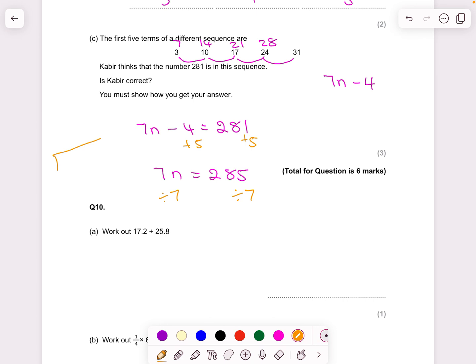When we go to do the bus stop method, we do 285 divided by 7. How many 7s into 28? 4. How many 7s into 5? 0. And you can see here, I already have to do a remainder. I'm not even going to finish doing the division because I've already got my answer. No, Kabir is not correct. And I've shown my working out by the fact that I'm not going to get a whole number for n. And so that's my working out.